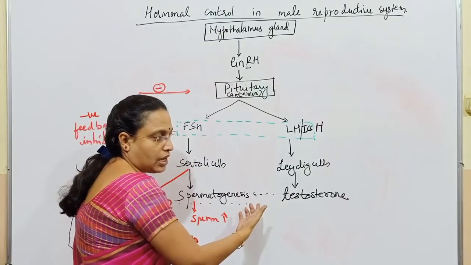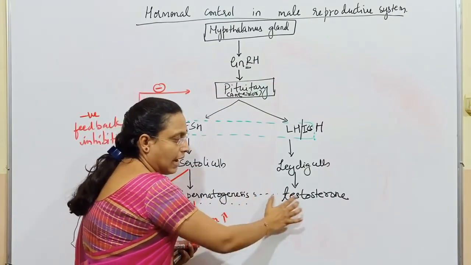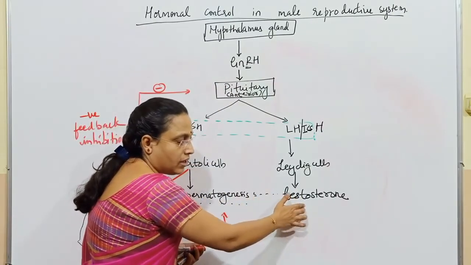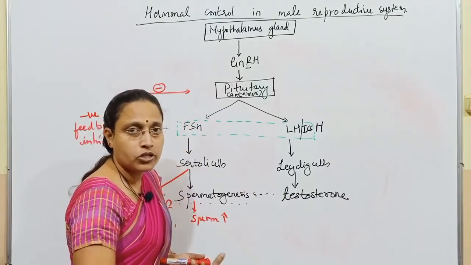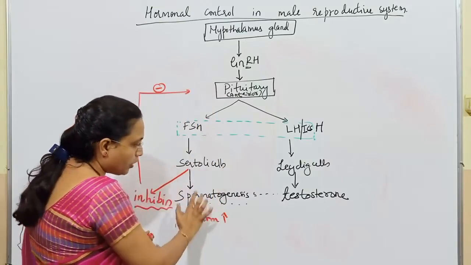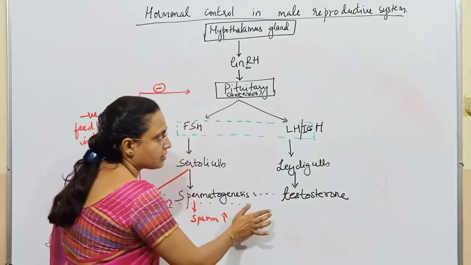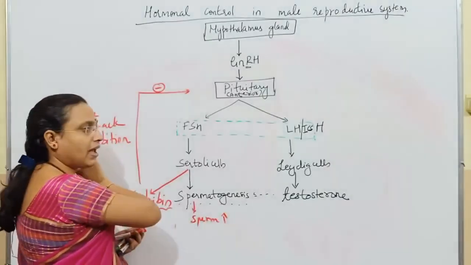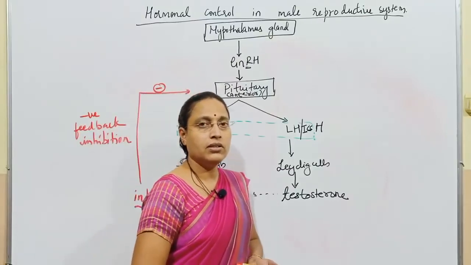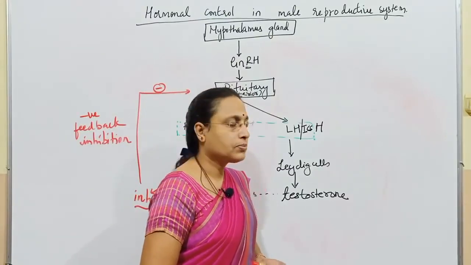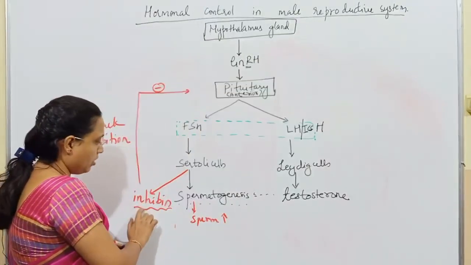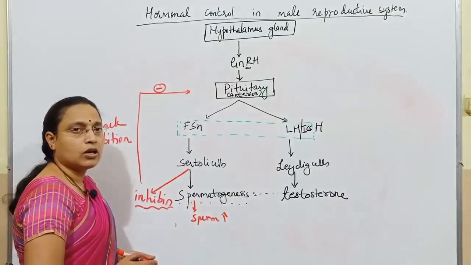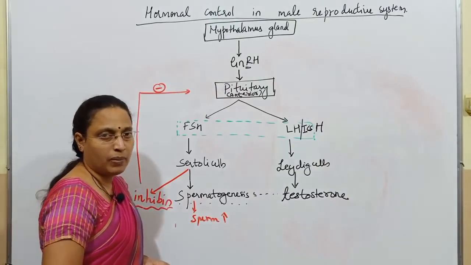In negative feedback, whatever the end products are, they will decrease. That is called negative feedback. If it increases, it is called positive feedback. To decrease these, negative feedback inhibition occurs. Now this was the function of the hormone released by Sertoli cells called inhibin.